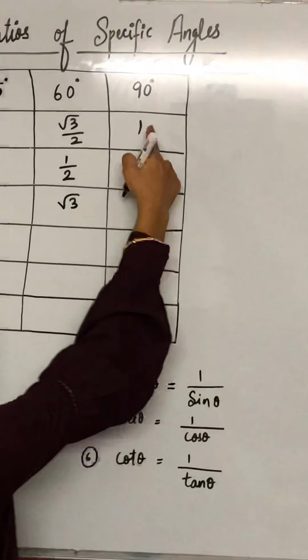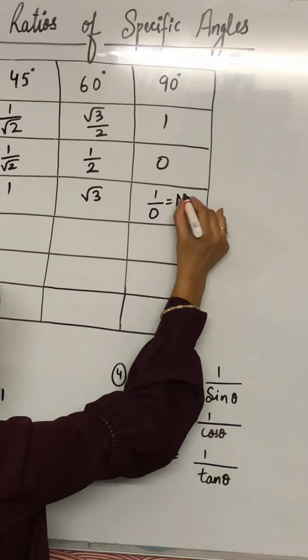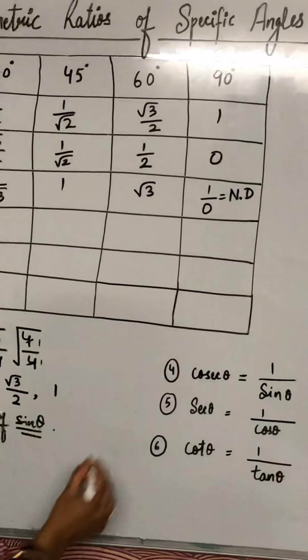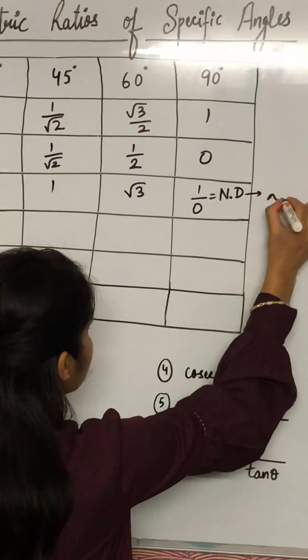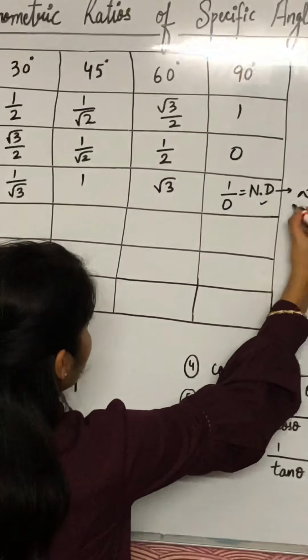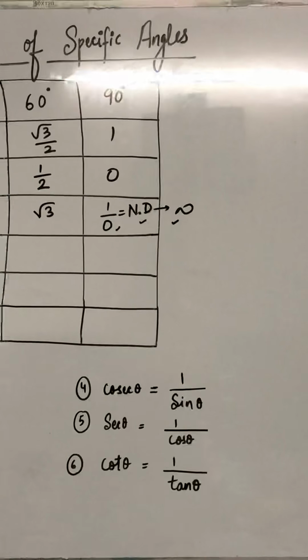Correct? Now this is what? 1 upon 0, which is not defined. Sometimes it is also shown as infinity. But you should know, right? 1 by 0, not defined, and infinity are one and the same thing.